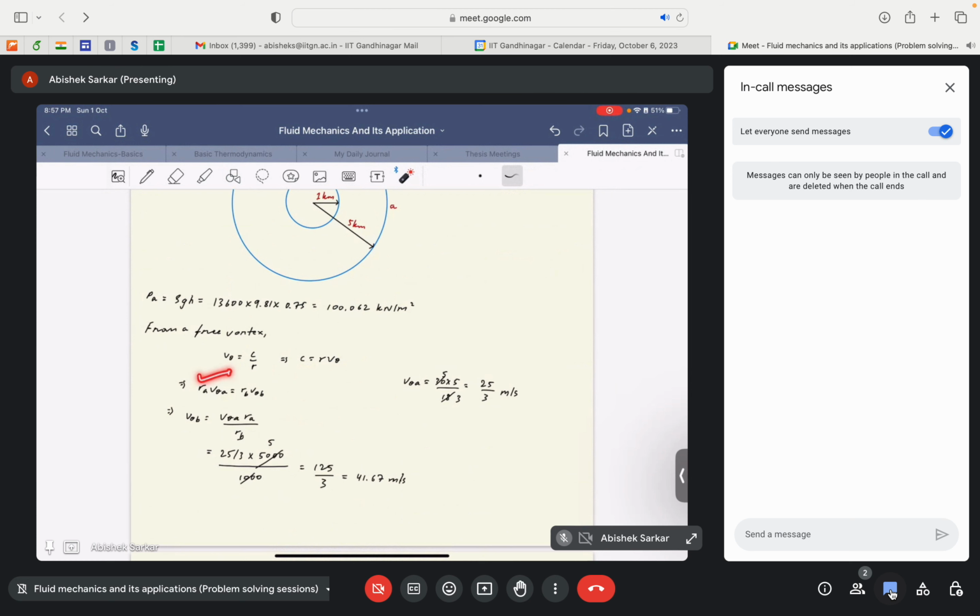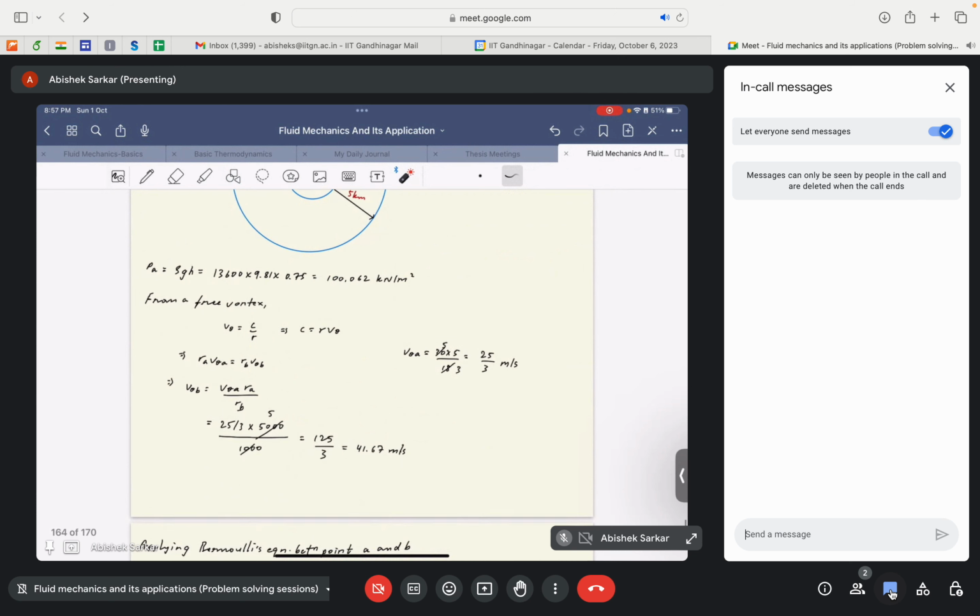Since R_A is known, V_theta_A is known, and R_B is known, we can determine V_theta_B. Why have I taken V equal to V_theta? Because the radial component in the case of a free vortex is 0, right? That's why V would be equal to V_theta itself. So that's why V_theta_B is given by this expression.